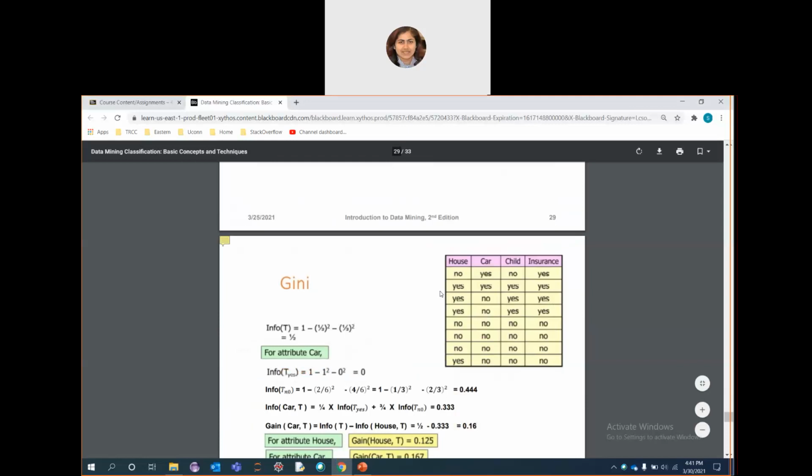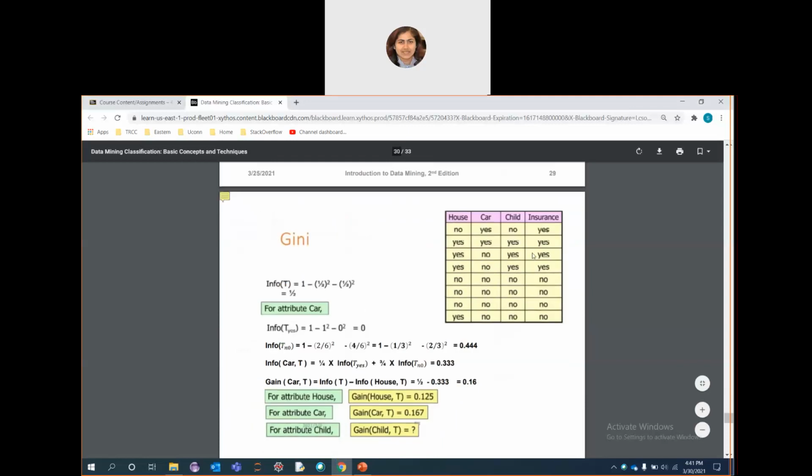In a similar way, we will calculate for attribute car. You already know this, right? Just refer to all the formulas and see how many cars have yes as label and how many of them are no.